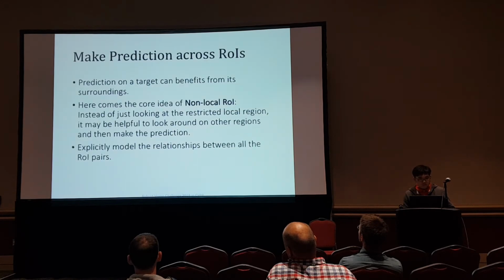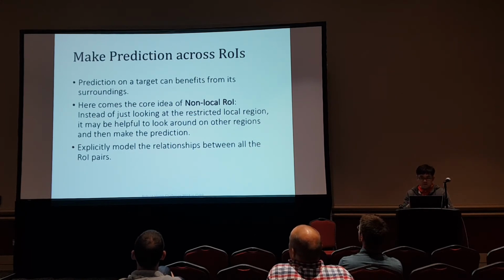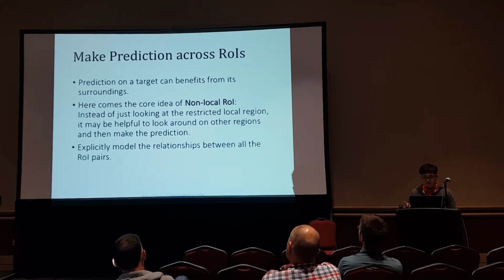And so why not make prediction across ROIs? Basically, we argue that prediction on a target can benefit from the surroundings. And a way to achieve that is to explicitly model the relationships between all ROI pairs. So instead of just looking at the restricted local region, it may be helpful to look around at other regions and then make the prediction.